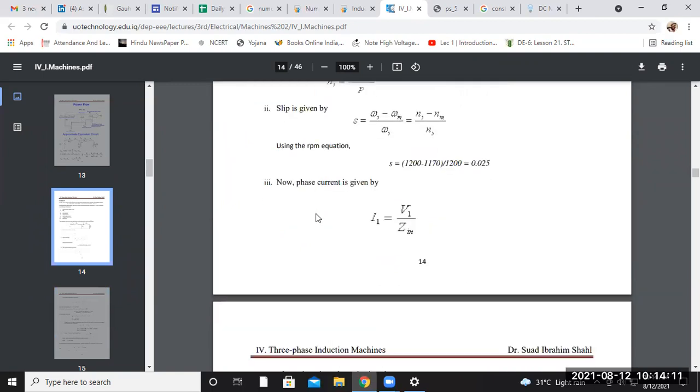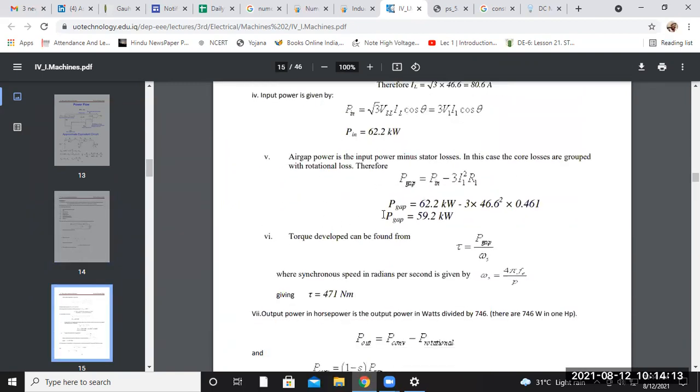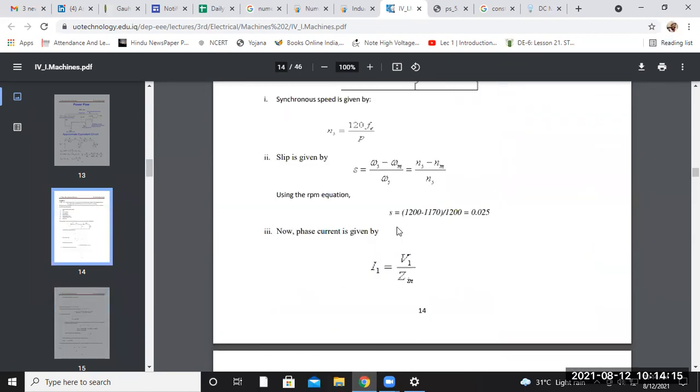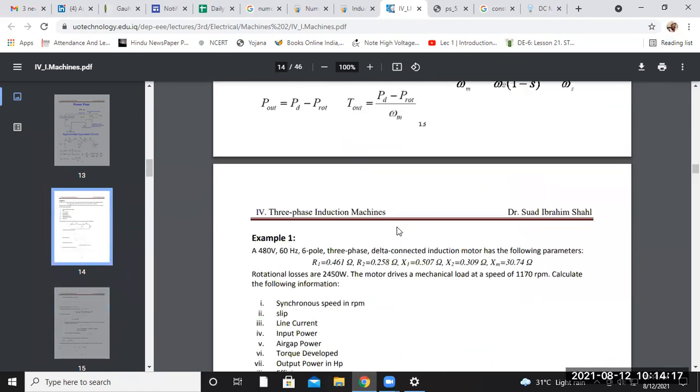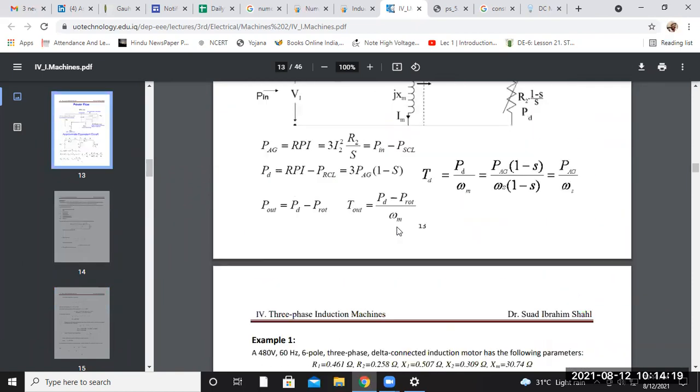Now the air gap power. There is a formula for the air gap power. We have discussed the air gap power. Let me show you.